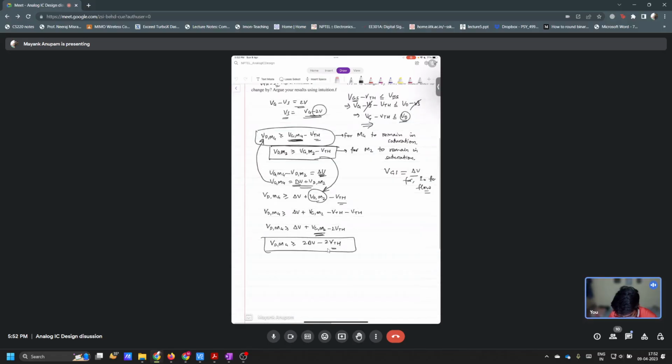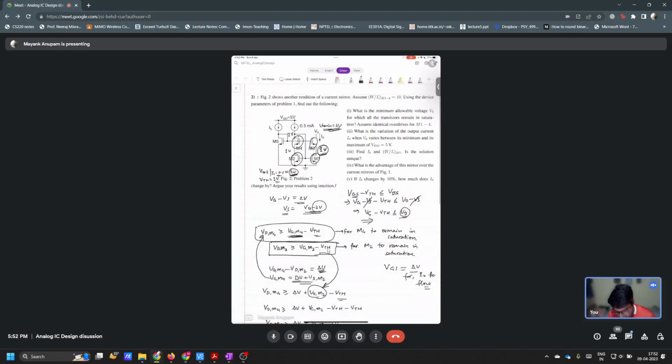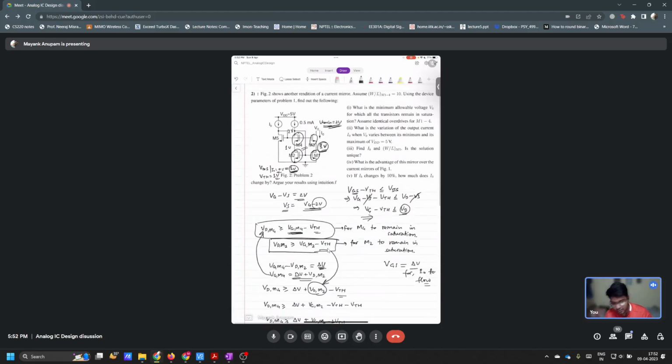Okay, so this is fine. Next class, remind me, okay? I will start with this telescopic cascode. There is a constraint on the threshold value and the overdrive. Only if you satisfy that will you be able to design this telescopic cascode. Next class I will start with that. That is an important design constraint.